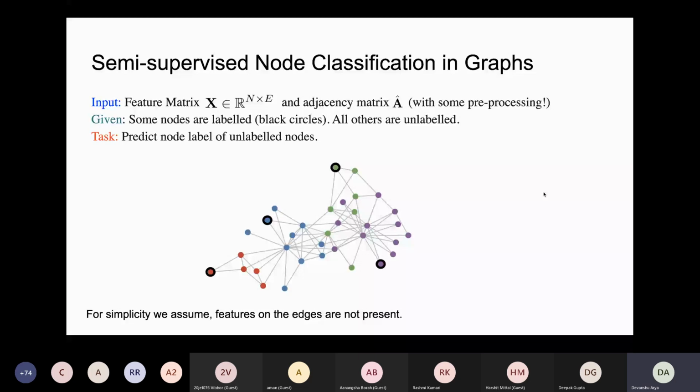The input basically is the feature matrix, where n is the number of nodes, e is the feature dimension, like the number of dimensions of features for each node. And A is the adjacency matrix. The adjacency matrix gives you the information about which node is connected to which node. Very simple, and this is the problem statement that is most common. For simplicity, we assume that features on the edges are not present, and each edge is undirected with no weights. That is, it's a uniformly weighted graph.